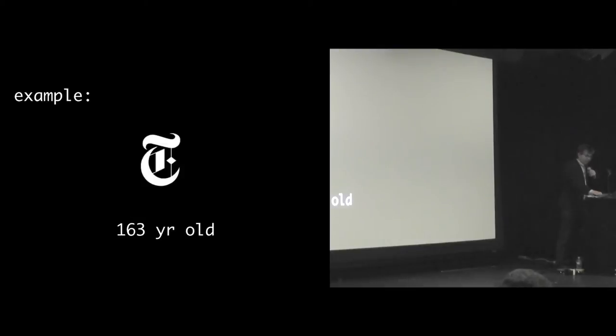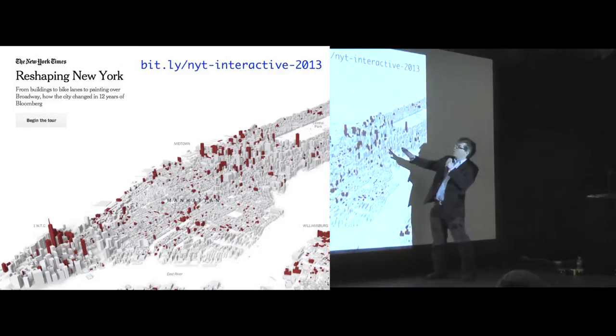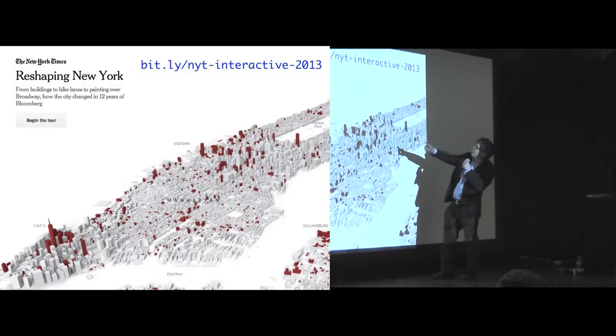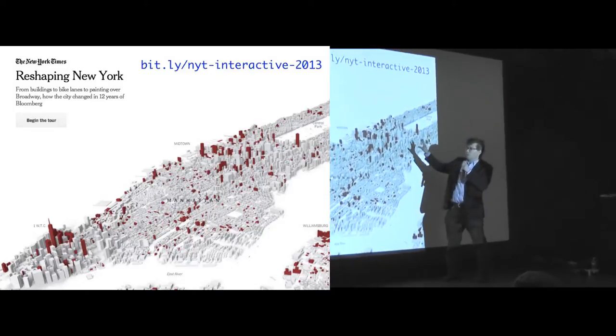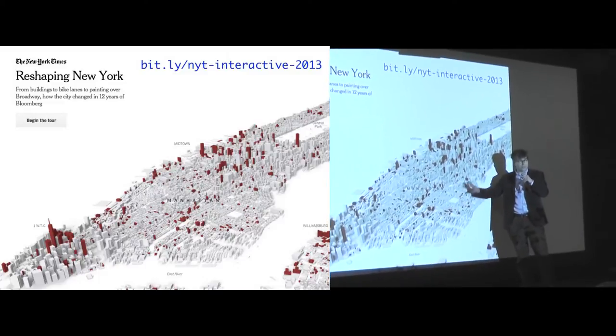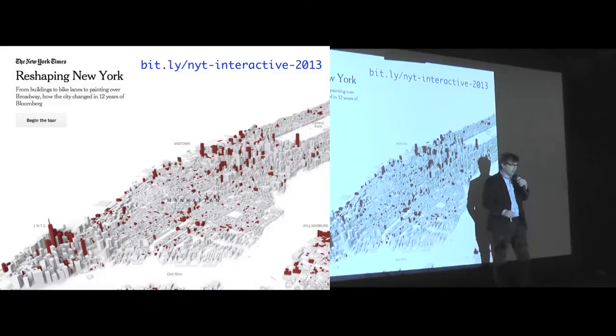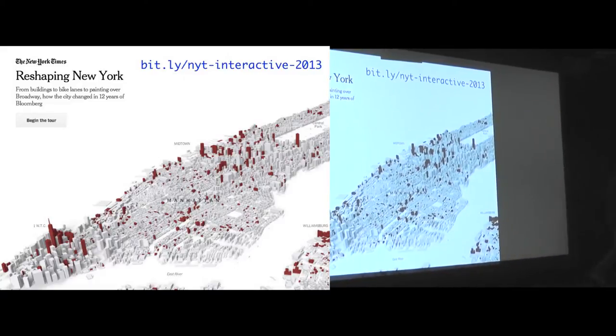There are some things that you've probably seen a lot of. For example, you've probably seen interactive graphics at the New York Times. If you haven't, I urge you to go look at this short URL, bit.ly/MIT-Interactive-2013, for a nice review of all the awesome things that the interactive news team did in 2013. This is from a graphic that shows you how the architecture of New York changed during the Bloomberg days.